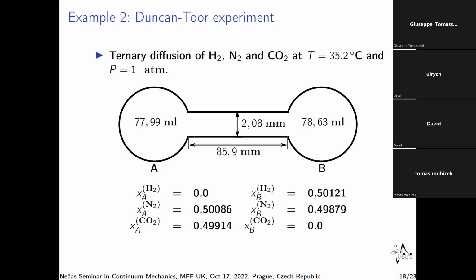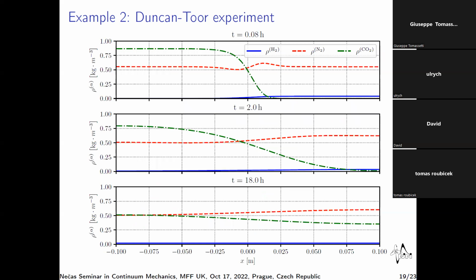If it was just a binary diffusion, then we would expect that there would be no movement of nitrogen because there is no gradient of composition. But we would expect that hydrogen and CO2 would mix together. But there are cross interactions between different components. So once this hydrogen and CO2 start mixing with each other, they will have an effect on N2. So from something which is originally flat, there will be some wave. And this is the effect of ternary diffusion.